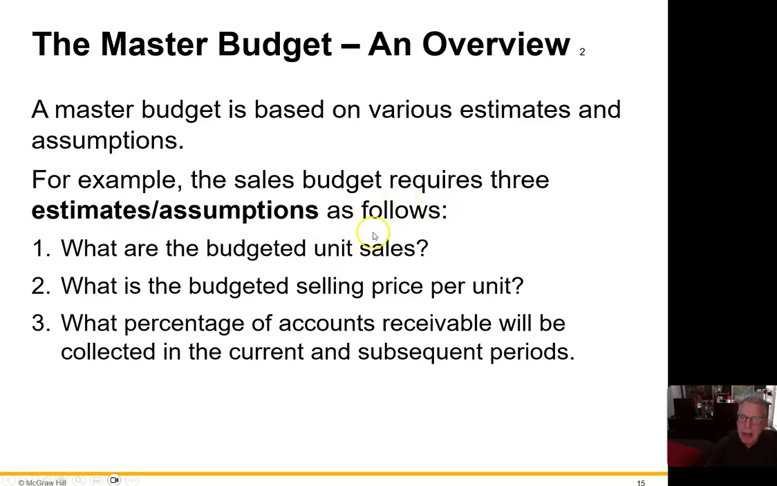A master budget is based, of course, on various estimates and assumptions. For example, the budget requires 3 basic estimates and assumptions. Number 1, what are the budgeted unit sales? Number 2, what is the budgeted selling price or prices per unit? Number 3, what percentage of accounts receivable will be collected in the current and subsequent period? Here we're trying to forecast cash.